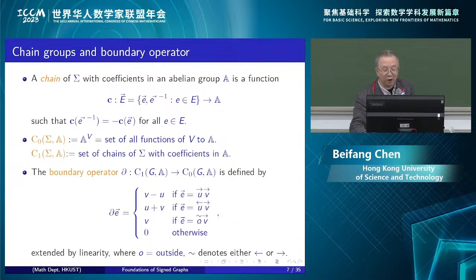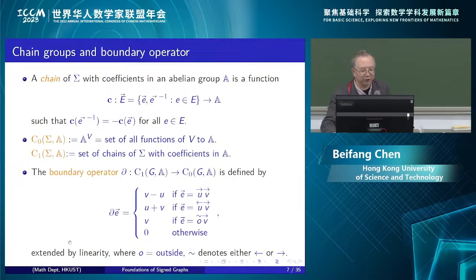So this points to V, so it's 1. It points to the inside, so this takes a negative sign, and so on and so forth. Otherwise, it's not incident, so it's 0. Defined this way, and extended by linearity, we get a boundary operator.